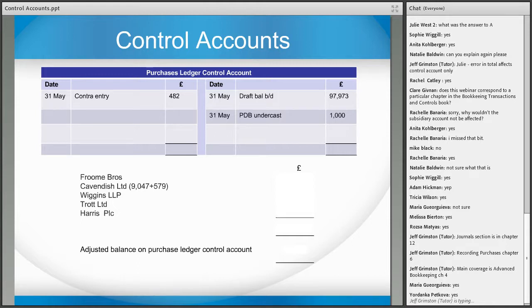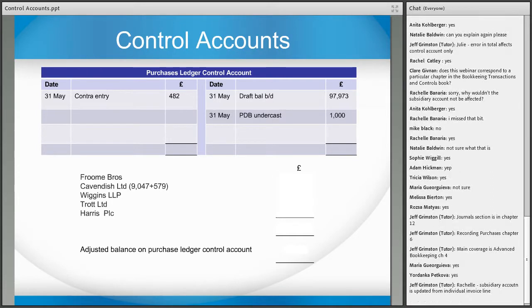The other one was the purchase day book that was undercast by £1,000. Again, think about the logic here. When we post the purchases day book, it appears as a credit to the purchase ledger control account. What we're saying is we've bought more goods from suppliers, so we need to increase the amount we owe our suppliers. So the undercast goes on the credit side.